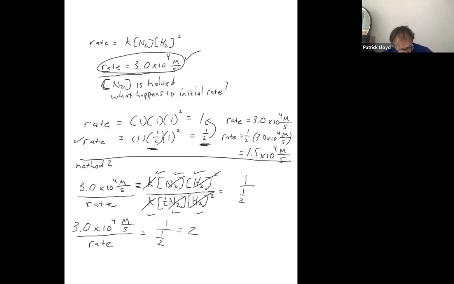So now we have 3.0 times 10 to the 4 molarity per second over the rate that we want is equal to 2. Well, we don't want to know that this is 2. What we want to know is what that rate would be. So what we can do is just multiply both sides by rate. So I'll bring that up here. If you multiply both sides by rate, okay, then to find the rate, we divide by 2.